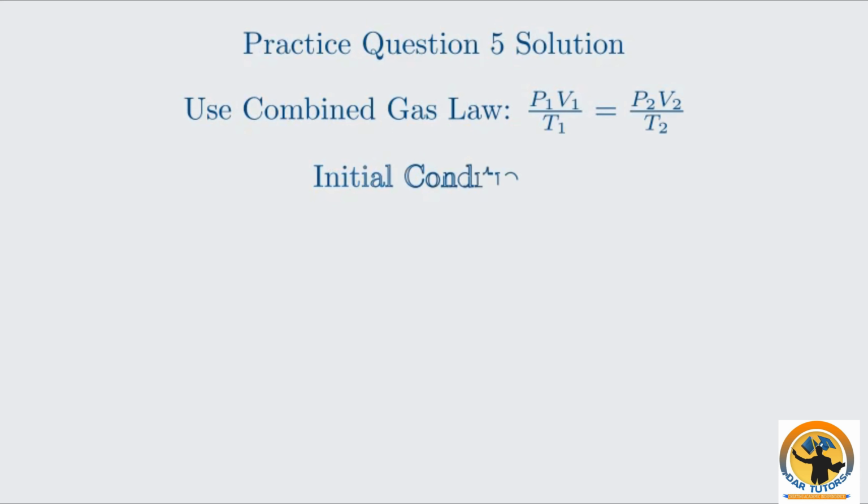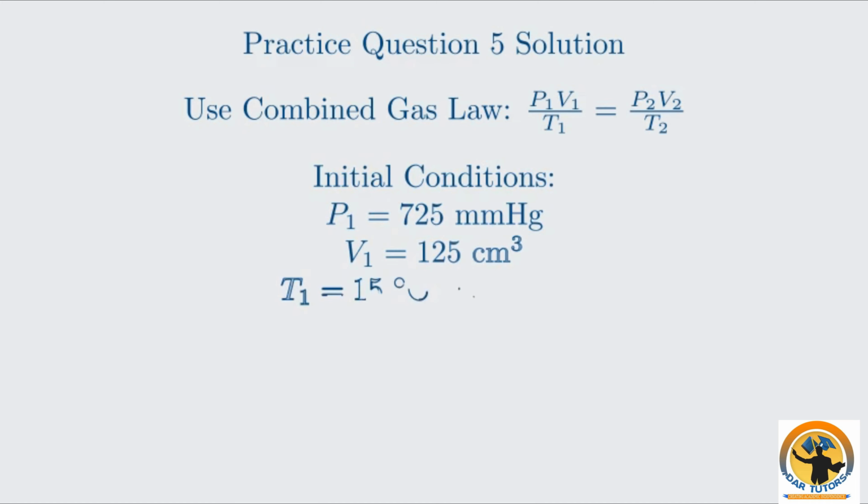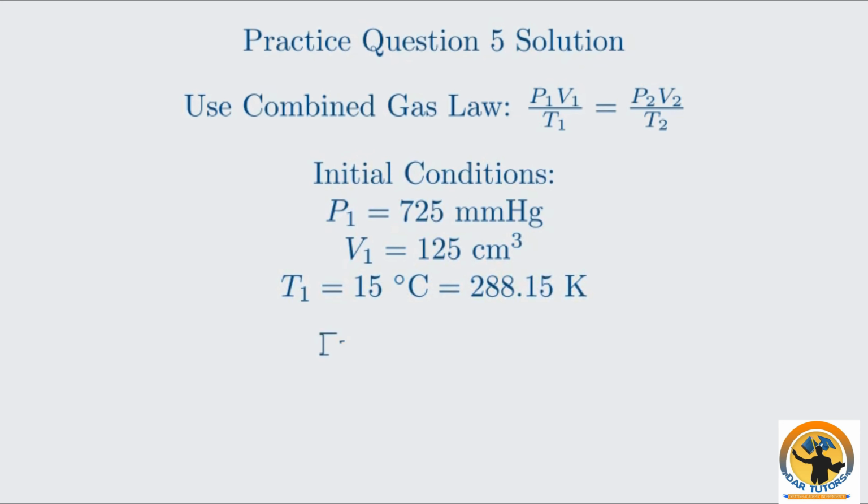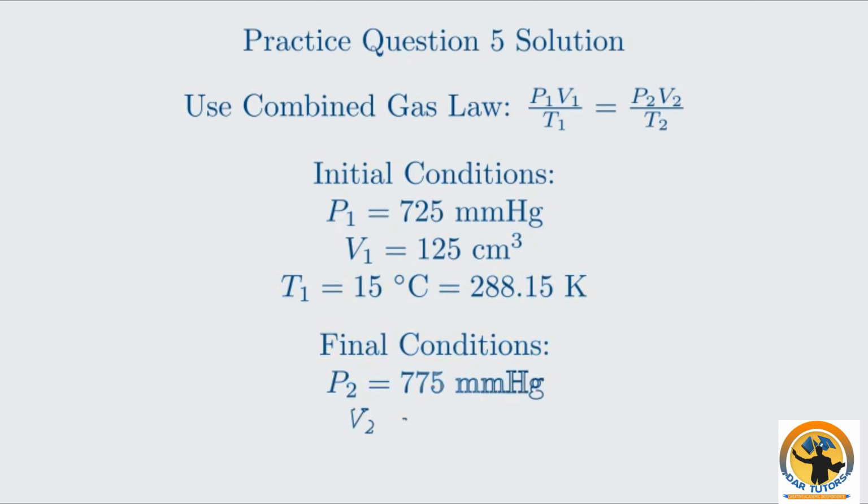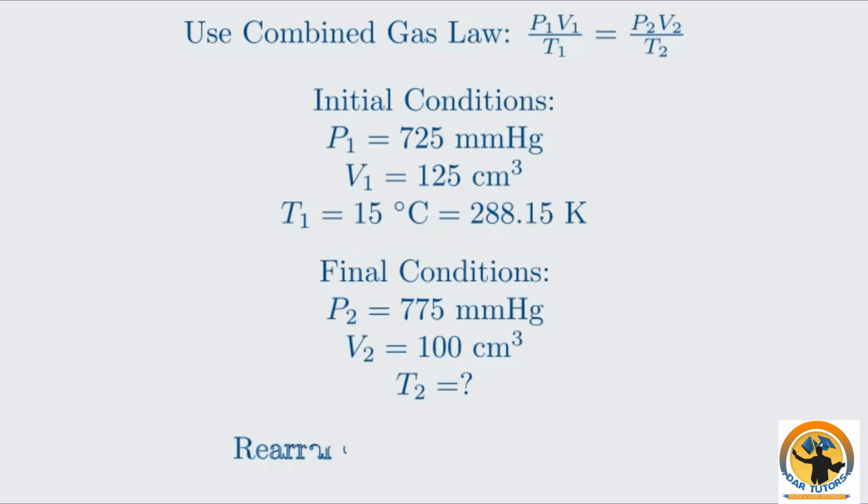Let's review the solution for the final question. We must use the combined gas law. Let's list our initial and final conditions. A crucial first step is to convert the temperatures from Celsius to Kelvin. 15 degrees C is 288.15 Kelvin. The final conditions are a pressure of 775 mmHg, a volume of 100 cm3, and we are looking for the final temperature, T2. Rearranging the combined gas law to solve for T2, we get T2 equals P2V2T1 divided by P1V1.